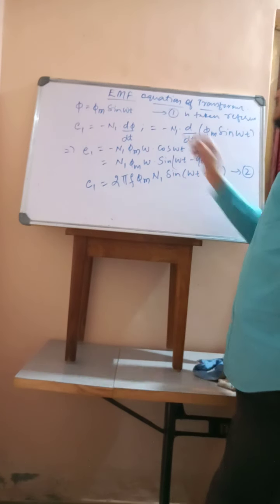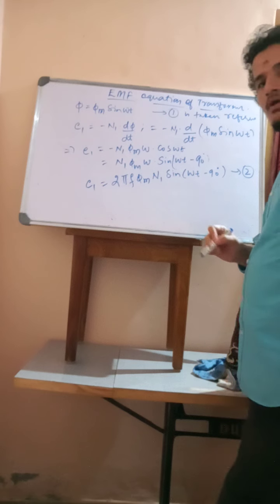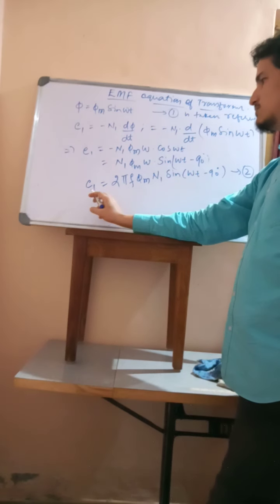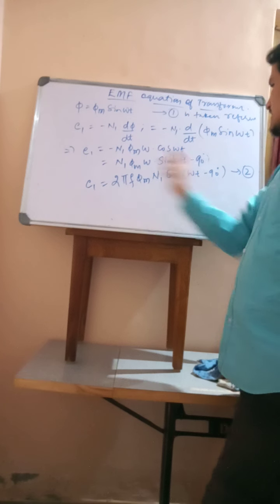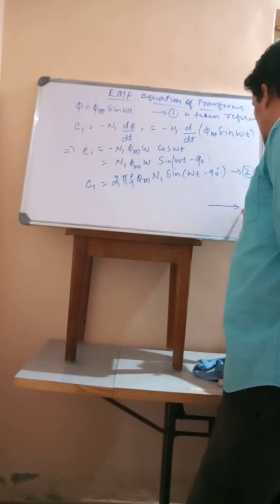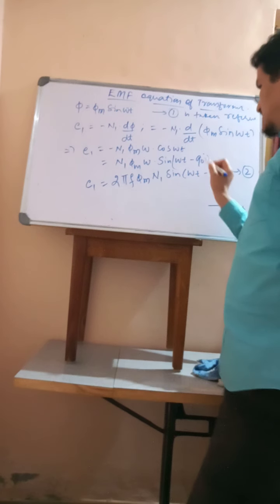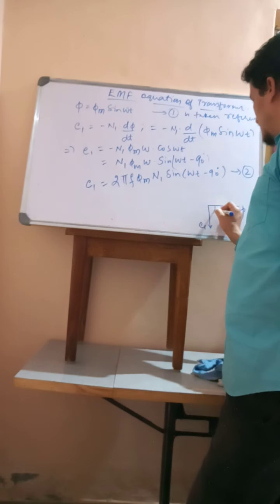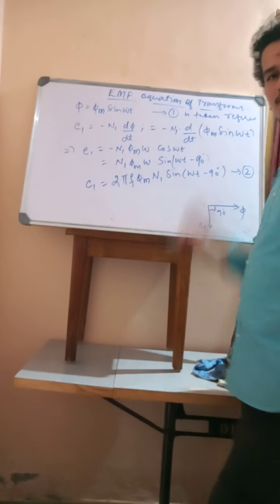Now you compare equation 1 and 2. With respect to reference, what is the voltage? Primary induced voltage, it is lagging by 90 degree. Means if I write it here, the phi, it is lagging. The primary voltage E1 is lagging by 90 degree. That is the meaning of this.